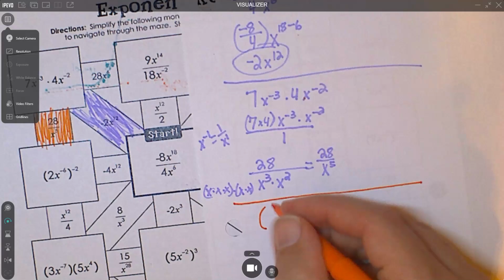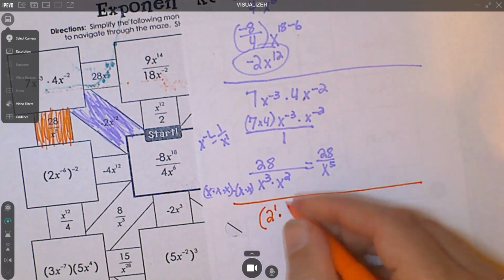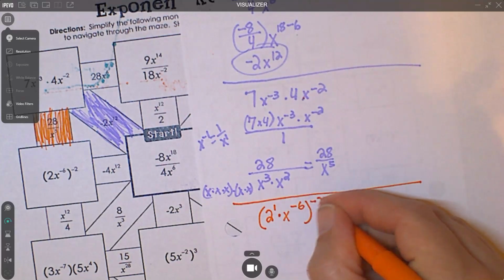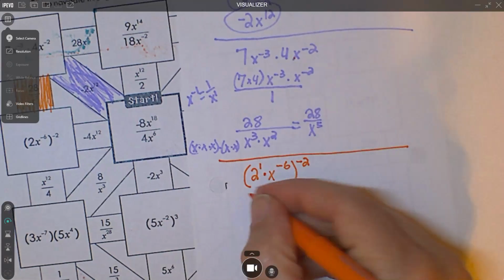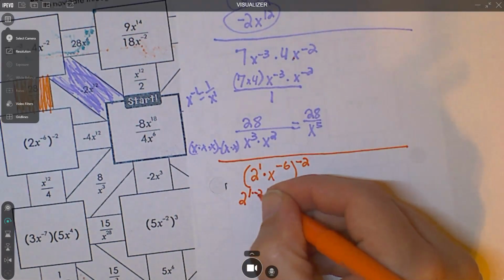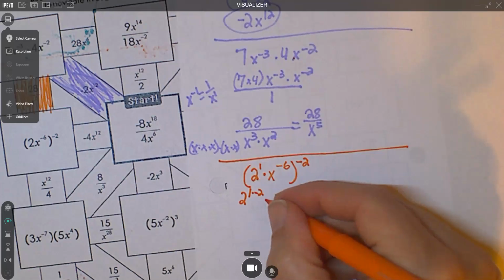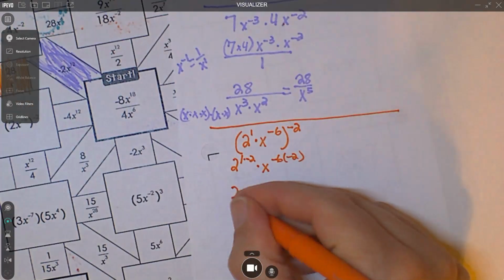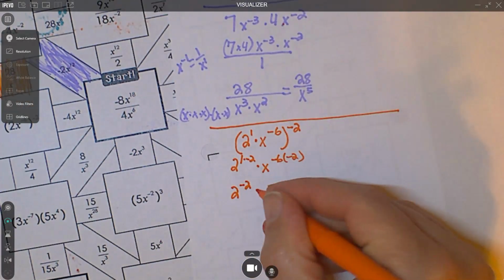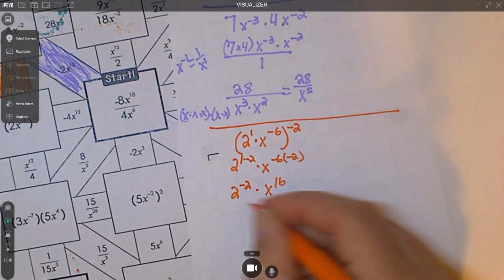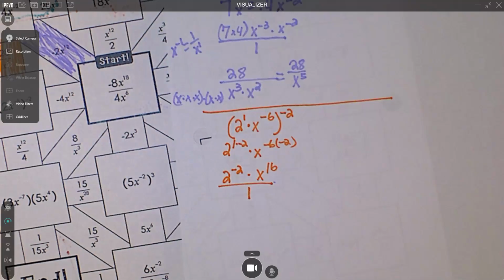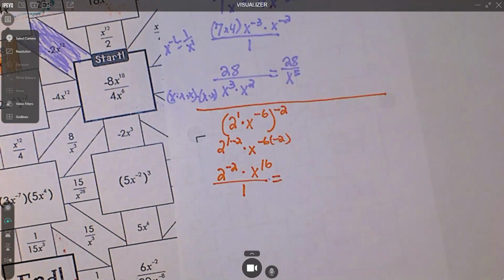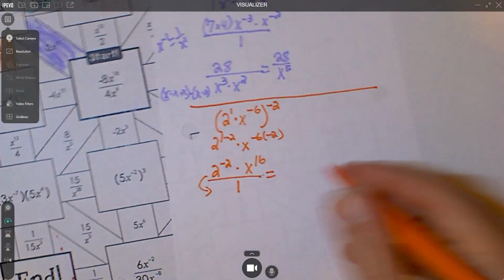Okay, what I do for this one is 2 to the 1st times x to the -6. So this would be 2 to the 1 times -2, -6 times -2. So now I get 2 to the -2 times x to the 12th. So I make it a fraction. If it's a negative exponent, it's not a negative number, it's a small number. So 2 to the negative 2 is going to move down.